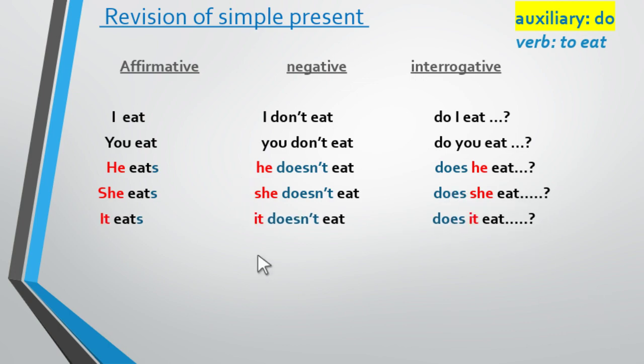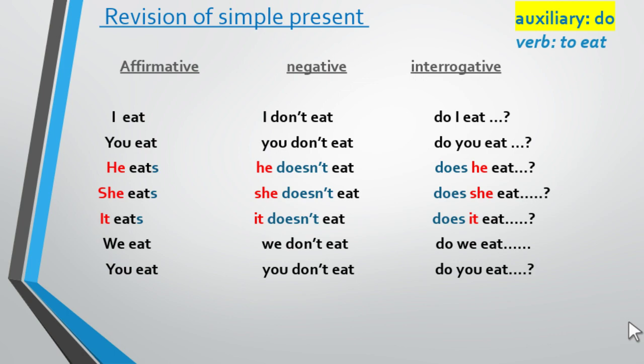It eats, it doesn't eat, does it eat? There we go. And then we're going back to normal. You see, we eat, no S. We don't eat, no S. Do we eat? No S as well. So here, let's go to the other one. You eat, you don't eat, do you eat? They eat, they don't eat, do they eat?